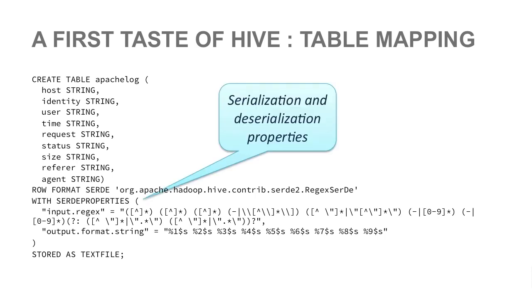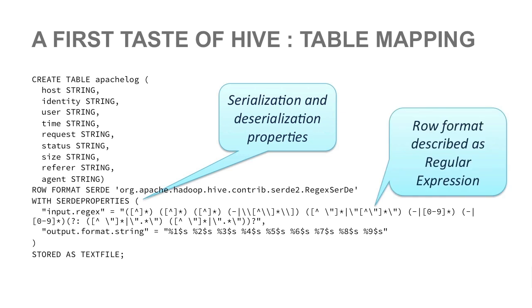So to summarize, the interesting parts and parts that are specific to Hadoop is the area where we define the serialization and deserialization properties, and then we have the description of this row format as a regular expression. As a reminder, this is just establishing the mapping. No separate space is created for the table.